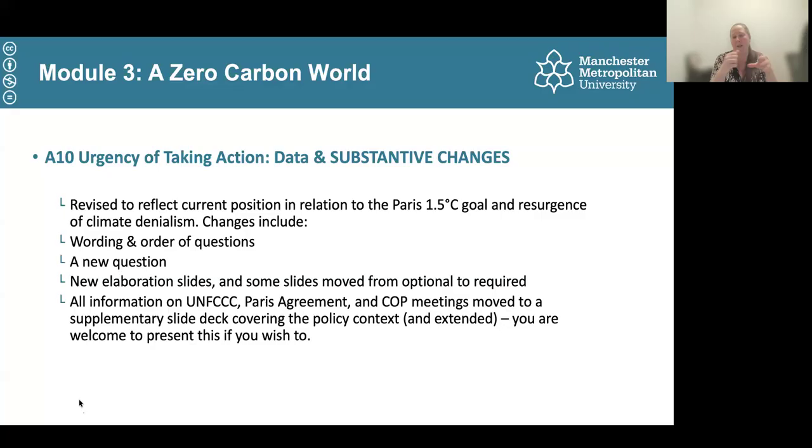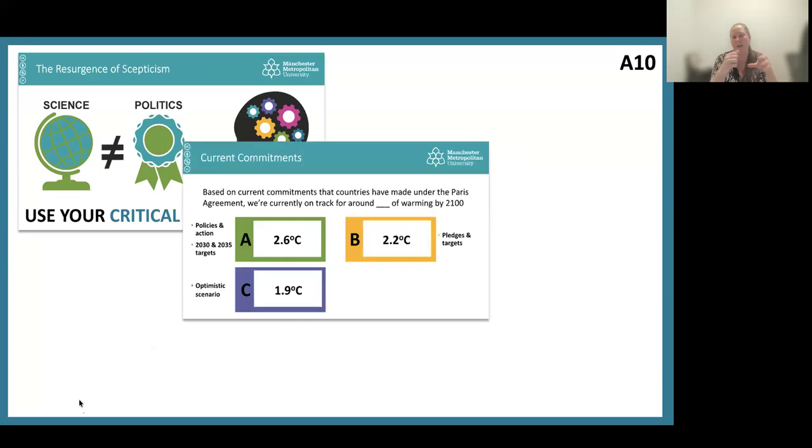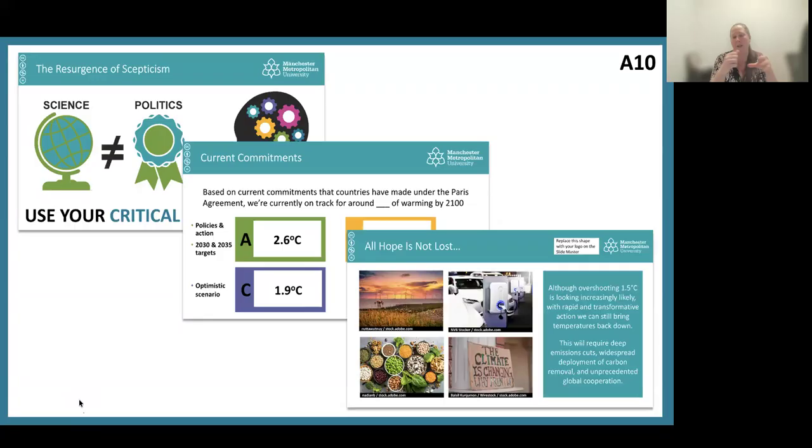Next slide, please. So one is we've put in this slide to really try and promote critical thinking skills, and that's in response to the recent resurgence of denialism. Second is a new question on current commitments. And third is pulling through, because it is all doom and gloom again, that all hope is not lost, the positive tipping points message from the first activity of the training.